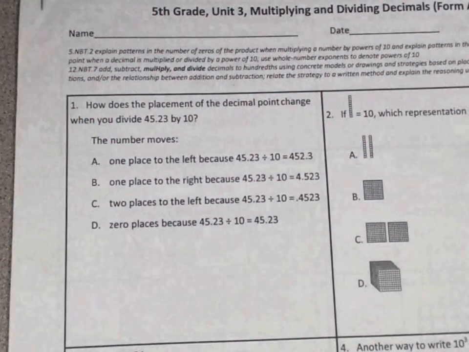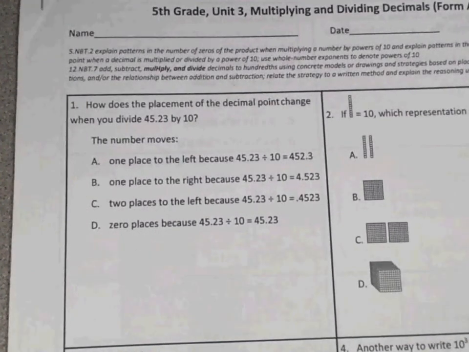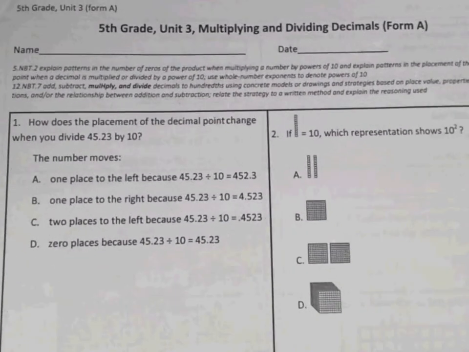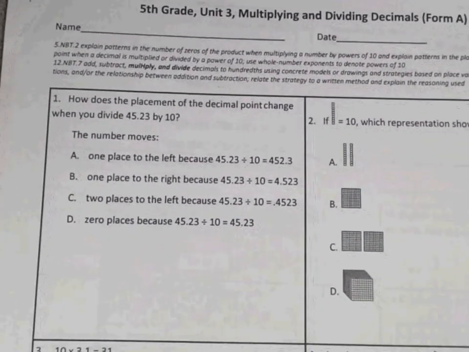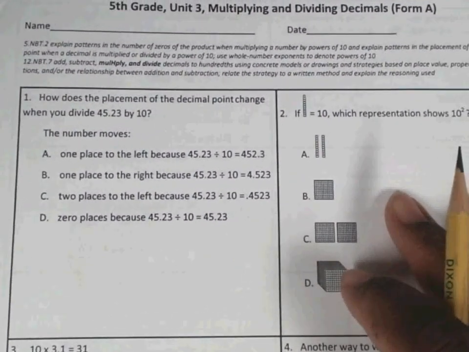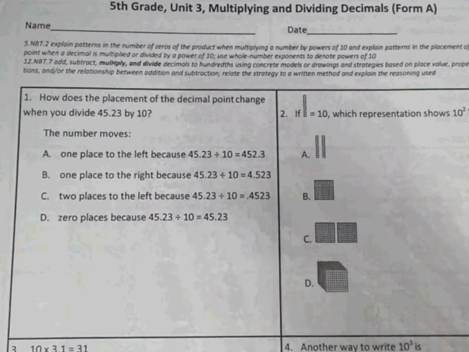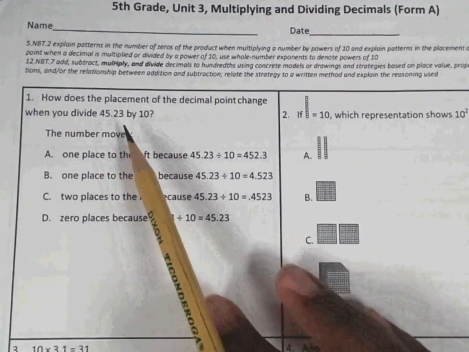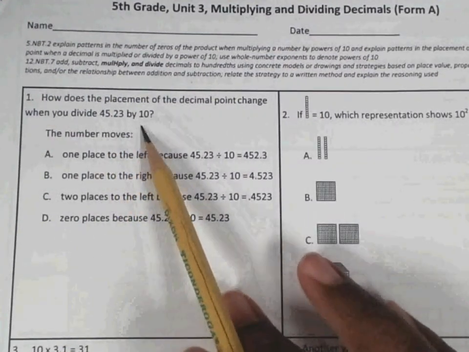Alright guys, I'm going to go back over the Unit 3 multiplying and dividing decimals Form A paper that we did as a classwork assignment. So let's look at number 1. How does the placement of the decimal point change when you divide 45 and 23 hundredths by 10?